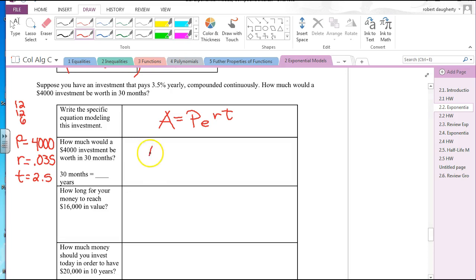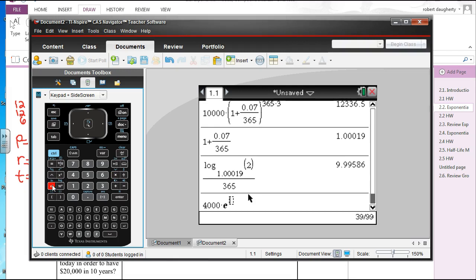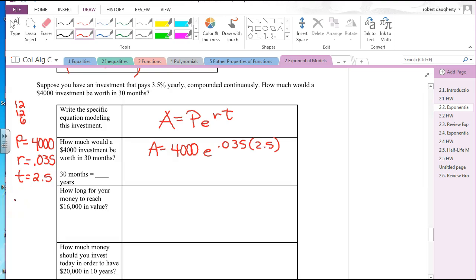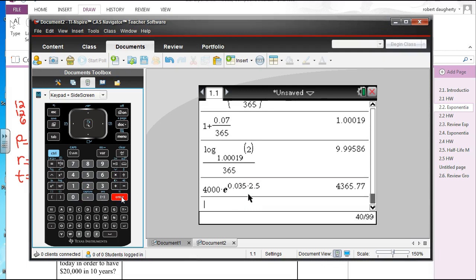So the amount would be 4,000 e to the 0.035 times 2.5. That's how I figure out the future amount. I will go to my calculator. So that's 4,000 times, there is an exponential key right here, e to the 0.035, was it 0.035? Yeah, times 2.5. 4365.77. Okay, what does that mean?